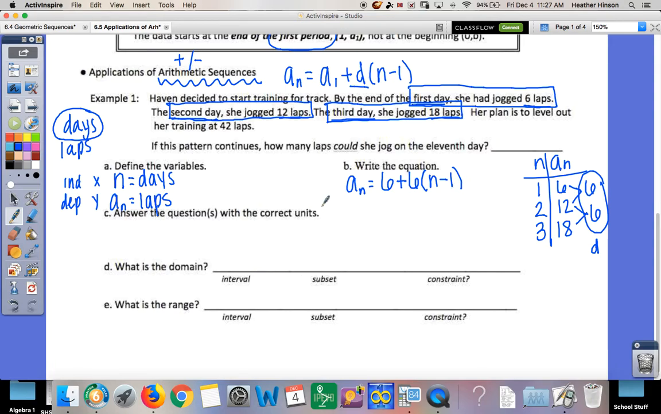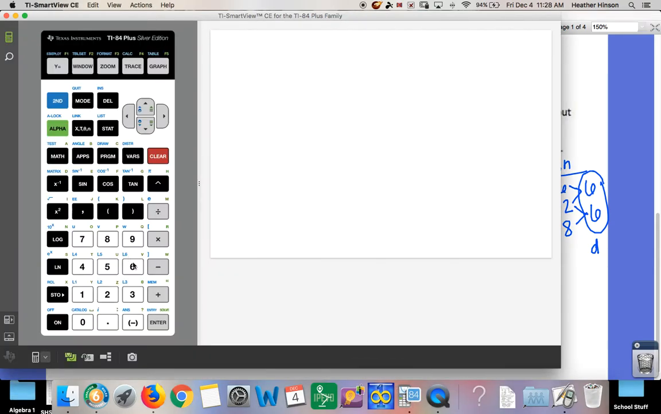So answer the question with correct units. It says, if the pattern continues, how many laps could she jog on the 11th day? Well, they gave us 11. Is that going to be n or a sub n? That's days, and days is n. So we're going to plug it in to n. So 6 plus 6, parentheses, 11 minus 1. And we can plug this straight into our calculator. 6 plus 6, parentheses, 11 minus 1. And we get 66.